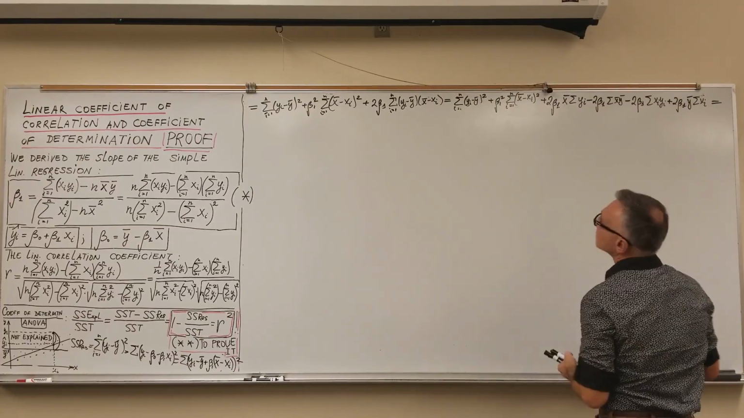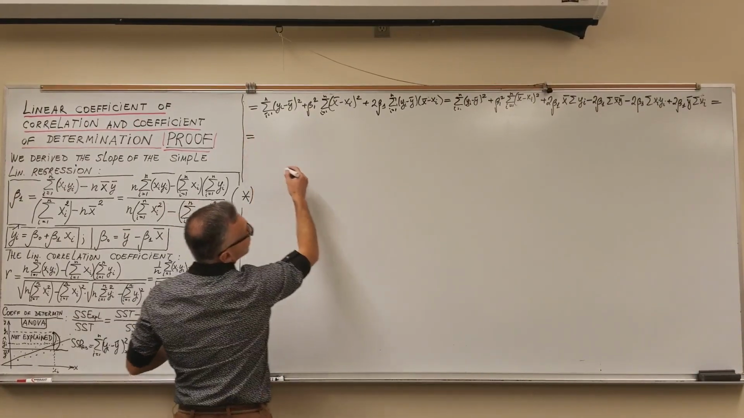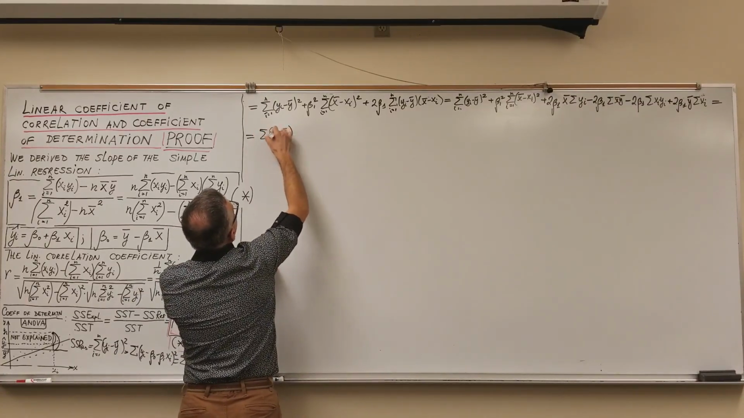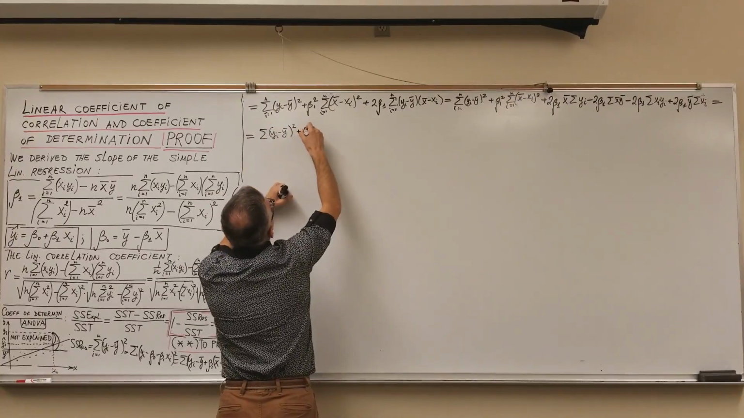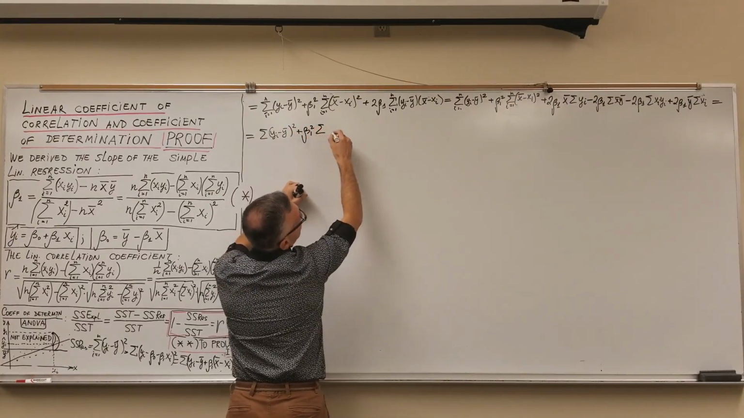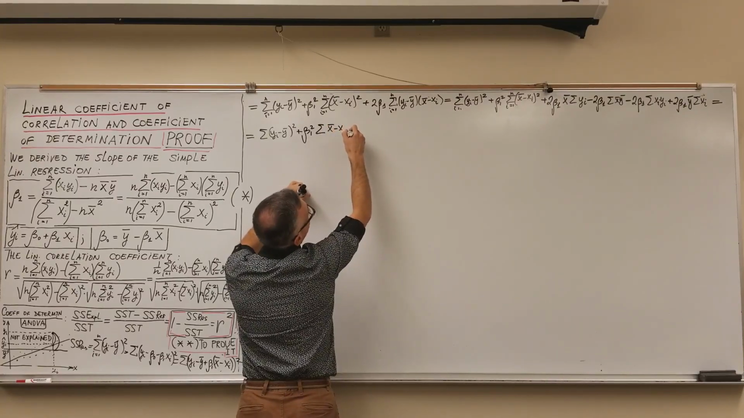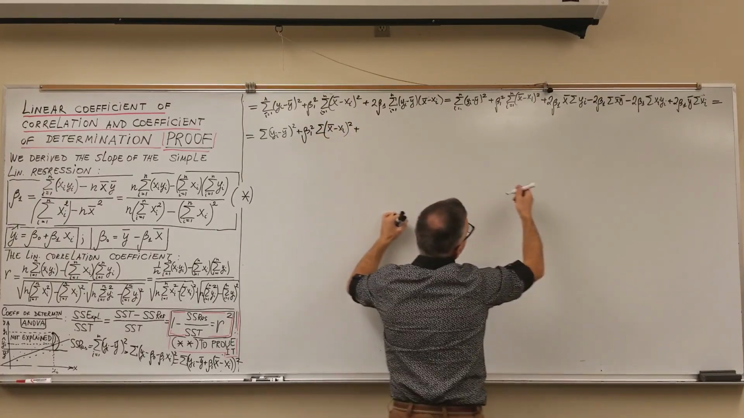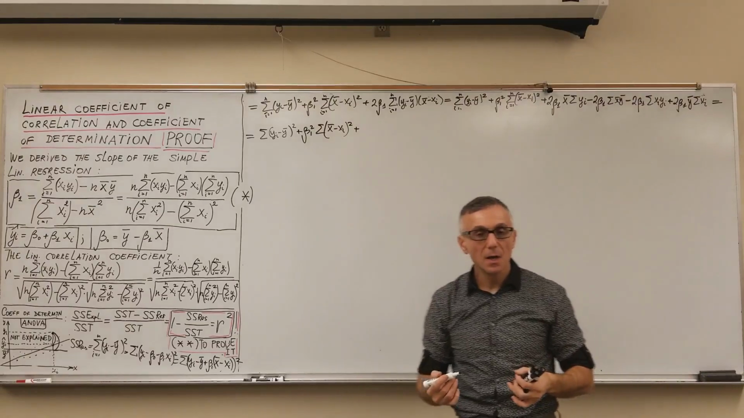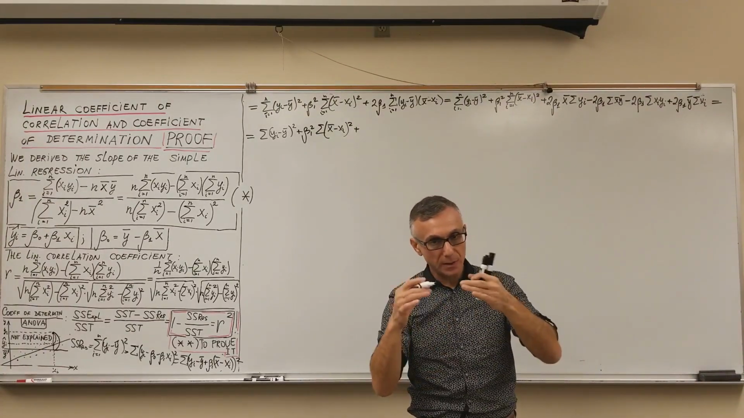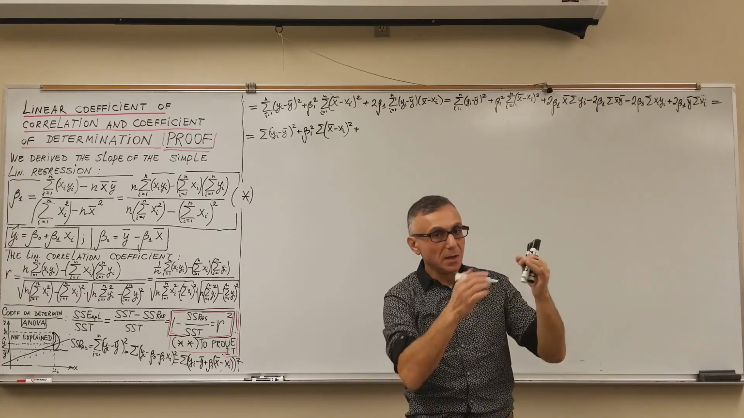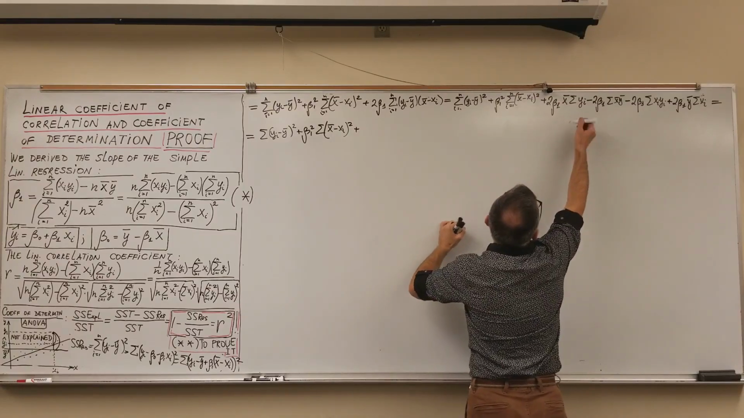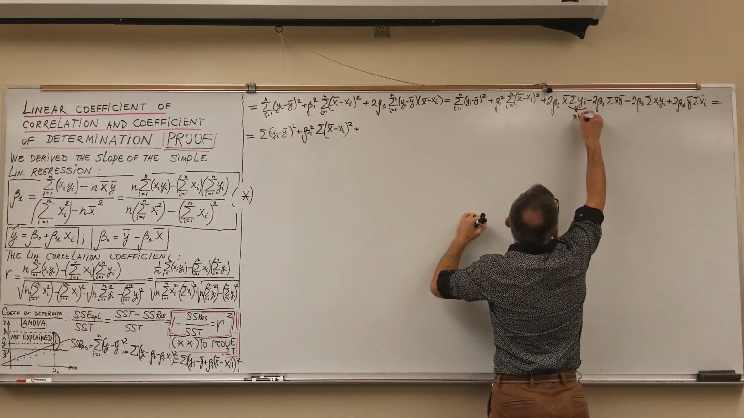Let me modify it, so it is equal to the summation of y i minus y bar squared plus beta 1 squared times the summation of x bar minus x i squared. Here I have the summation of y i's. Remember, y bar is equal to the summation of y i's over n, which means that n times y bar is the summation of all y i's. So the summation of y i's is n y bar.